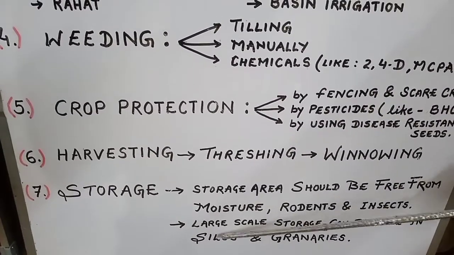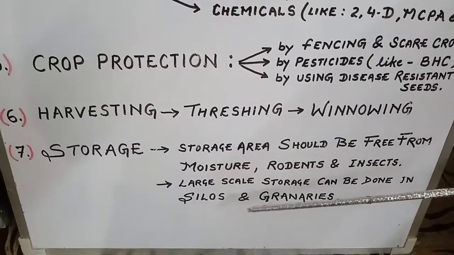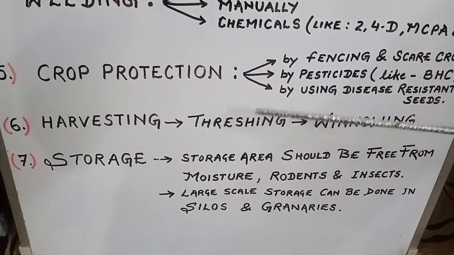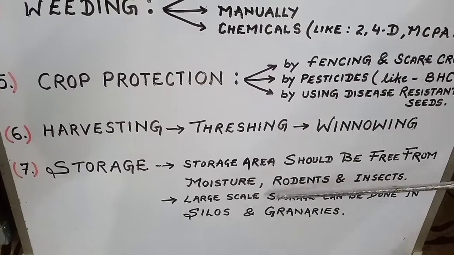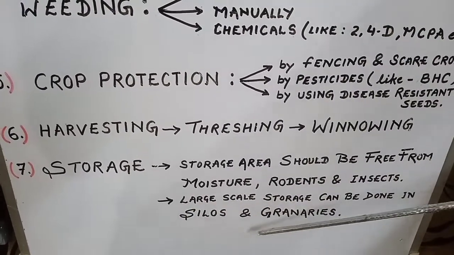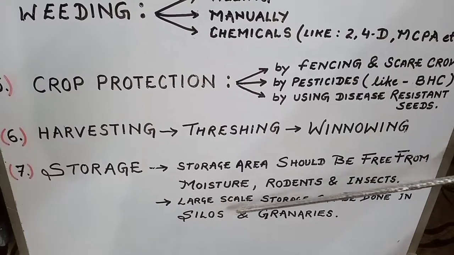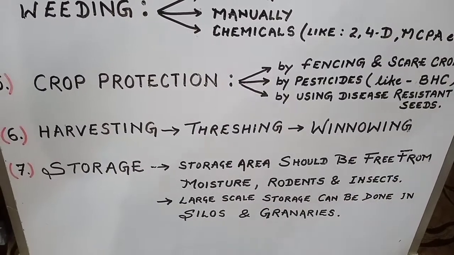Before storing seeds, we should keep some dried neem leaves, garlic or turmeric pieces or specific chemical in the storage area. Large-scale storage can be done in silos and granaries.